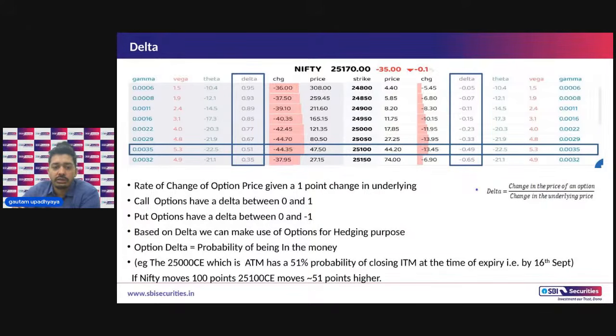So you can clearly see the delta of the at the money call option being 0.51 and the put option is 0.49. So what it basically means is if Nifty moves by 100 points on the upside, the 25,100 call option will move by a minimum of 51 points in our favor. And अगर नीचे आ जाता है 100 points, then the 25,100 put option will move by a minimum of 49 points in our favor. Why do I say minimum?